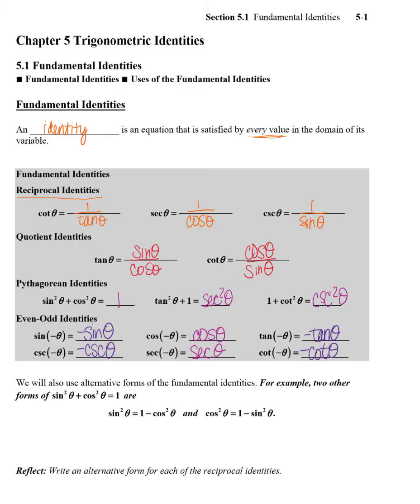Also in chapter 1, you were asked to find alternative forms of the fundamental identities. And so an example is if we had sine squared plus cosine squared is equal to 1, we could solve this for sine squared, or we could solve that equation for cosine squared. So you'll want to remember alternative forms when you are working with identities.